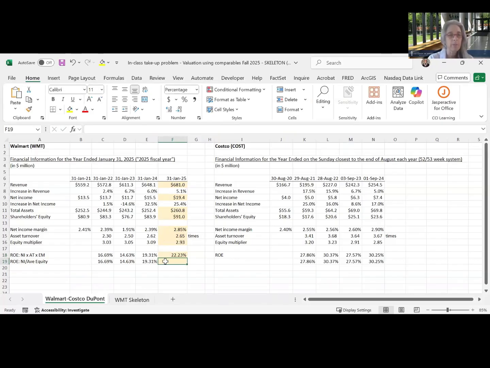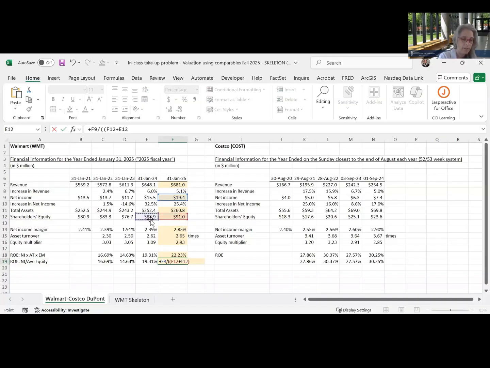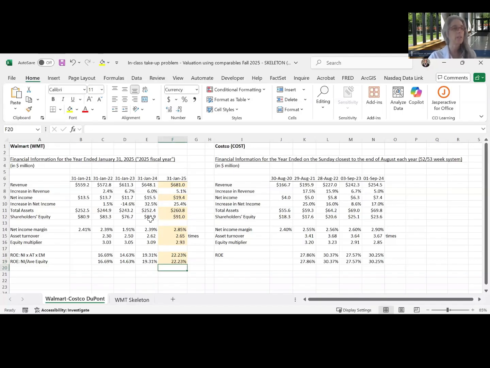And the other way to do it would be from the beginning, net income divided by average equity. So again, we've got to do this average exercise. This year plus last year divided by 2, close brackets. And we get the same number, so that's good.